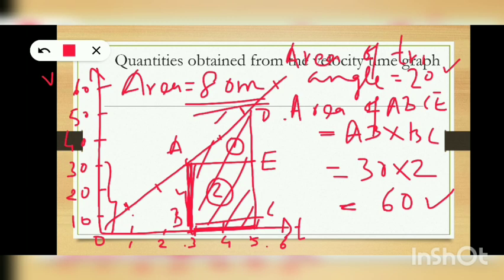And don't bother about the unit. You may think the unit of area is meter square, but the unit of distance is meter. Don't bother about the unit. You just find the area. That area gives you the distance traveled. Okay, and so write the unit as meter itself.